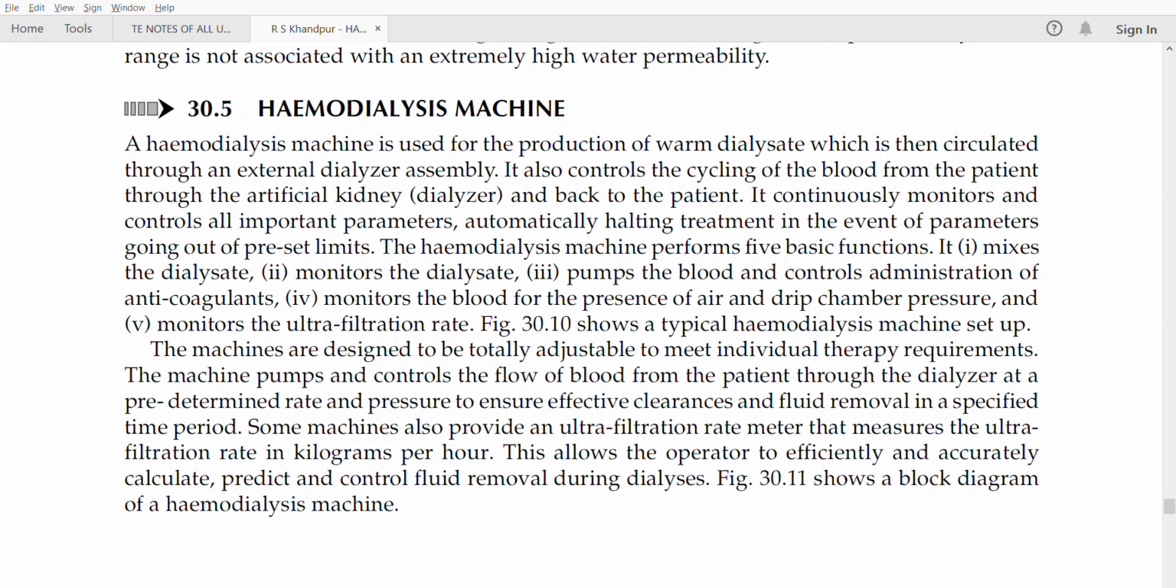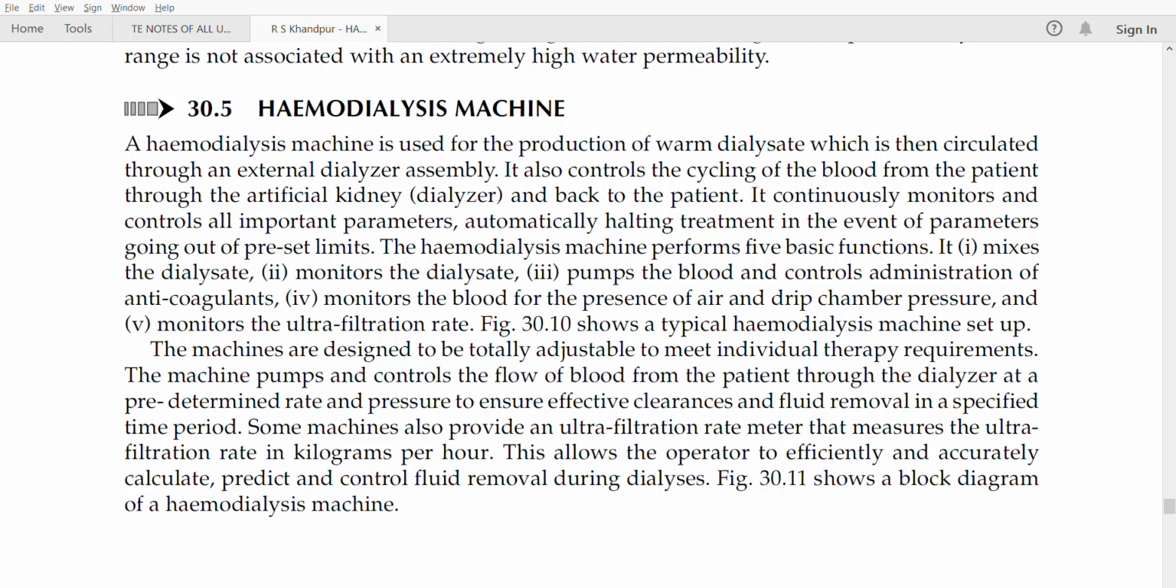Okay. So the hemodialysis machine is used for production of warm dialysate, which is then circulated through an external dialysate assembly. It also controls the cycling of blood from the patient through the artificial kidney and back to the patient. So why warm dialysate? To maintain the body temperature. The hemodialysis machine performs five basic functions. It mixes the dialysate, monitors the dialysate, pumps the blood, and controls the administration of anticoagulants. Anticoagulants are basically to avoid the coagulation, thickening or clotting of the blood.